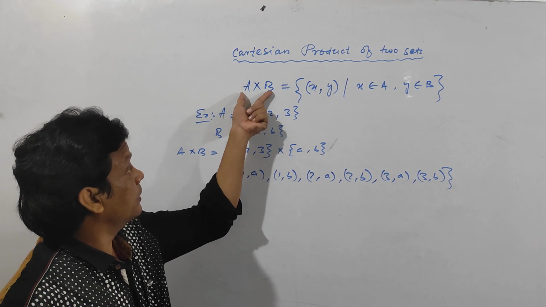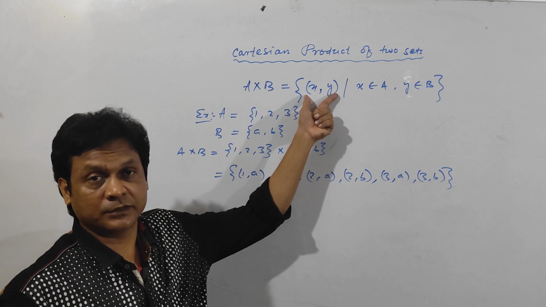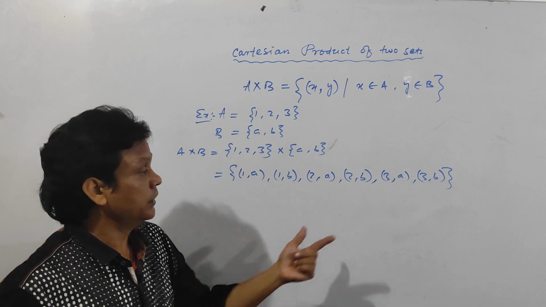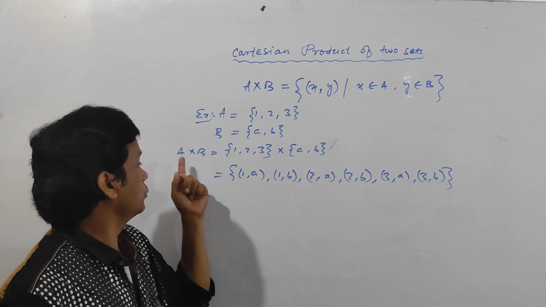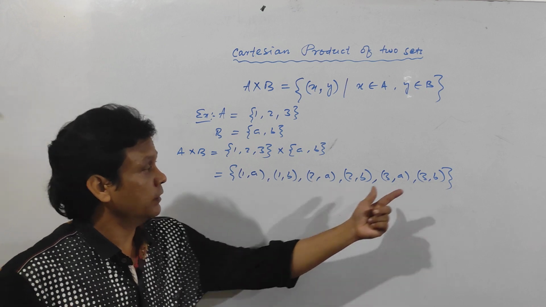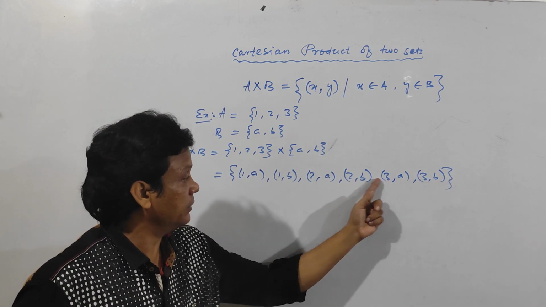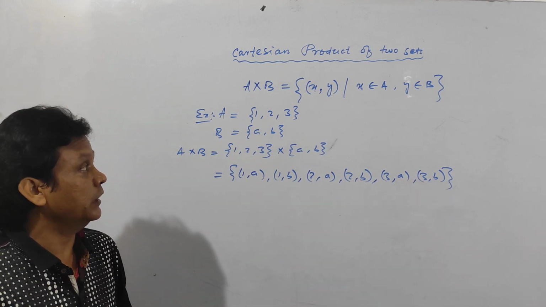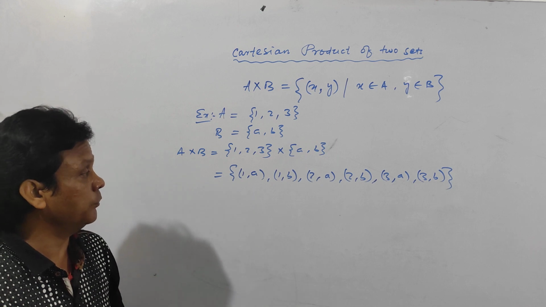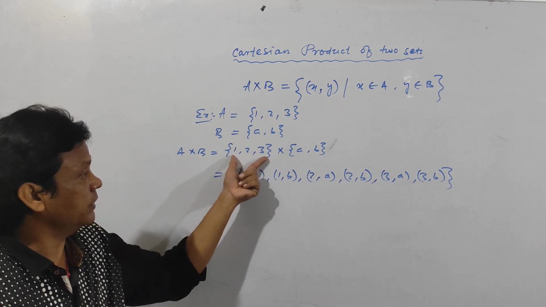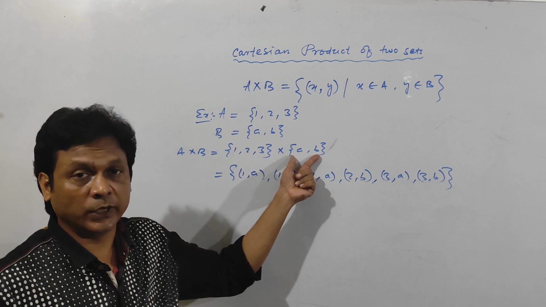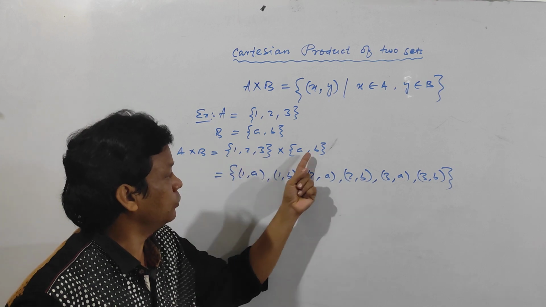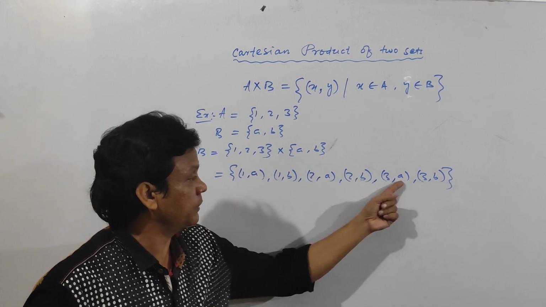That means the Cartesian product of A and B contains the ordered pairs such that the first element belongs to the first set and the second element belongs to the second set. Here (2,b) means 2 belongs to A and b belongs to B. (3,b) or (3,a), the first element belongs to the first set and the second element belongs to the second set. Clear? And another important thing: here set A contains 3 elements and set B contains 2 elements. So according to the fundamental principle of counting, the total number of elements will be 3 into 2 is equal to 6. 1, 2, 3, 4, 5, 6.